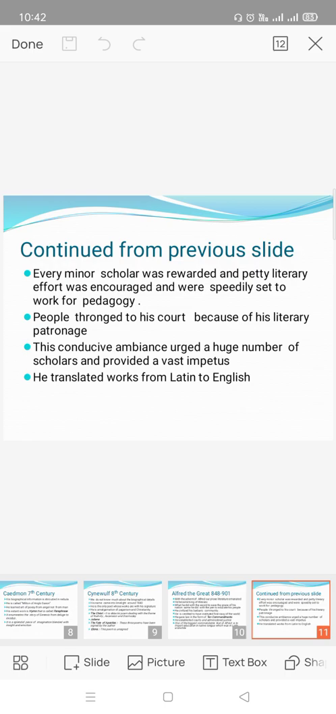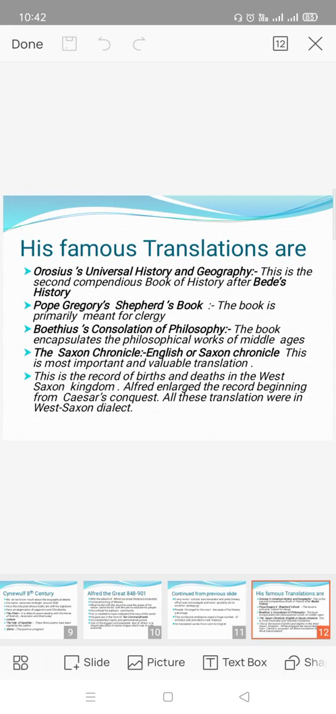This conducive ambience urged a huge number of scholars and provided a vast impetus. He translated works from Latin to English. And now let us discuss the most important translations, which were either done by Alfred himself or got translated by various scholars. Orosius' Universal History and Geography.